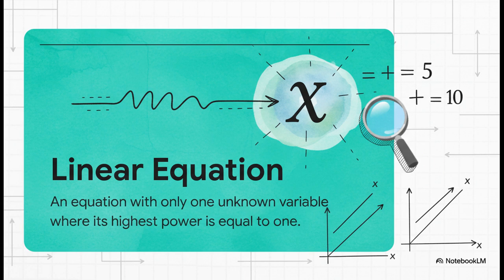Now today, we're focusing on a special kind of equation called a linear equation. That sounds technical, I know, but it just means two really simple things. One, we're only looking for one single unknown thing at a time, which we usually just call x. And two, there's no complicated stuff like x squared or x cubed, just plain old x. It's simple, it's direct, and it is unbelievably useful.